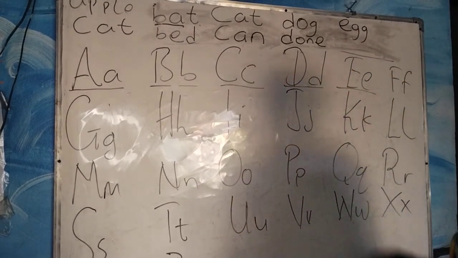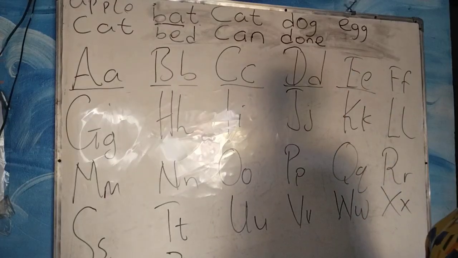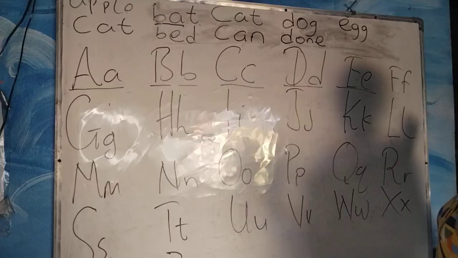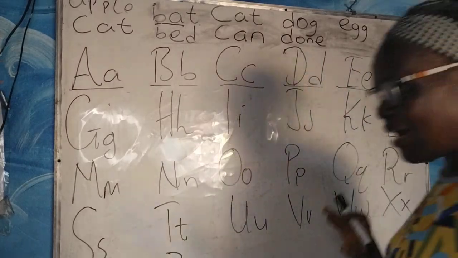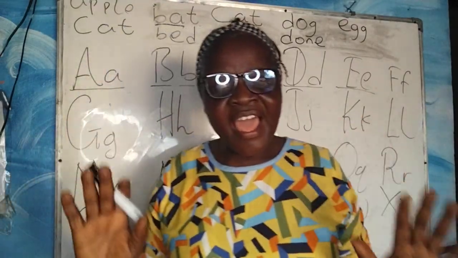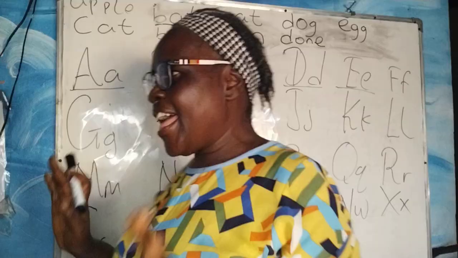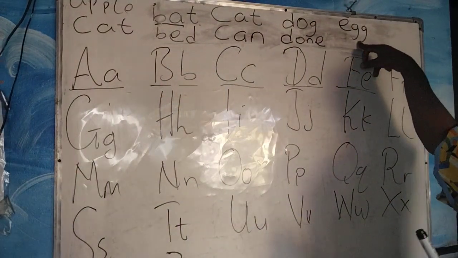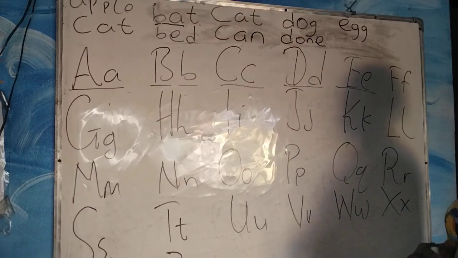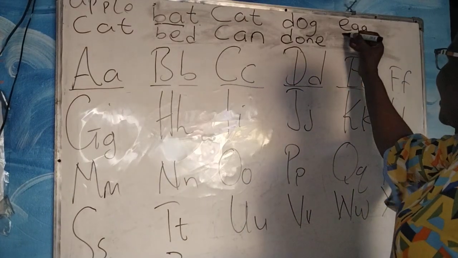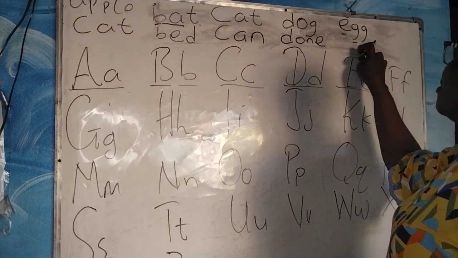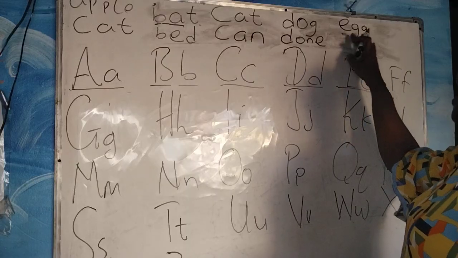Now, I said anywhere you see letter E, you say E, whether capital or small letter. The sound of letter E is E, E, E. Now, looking at this word, E-G-G, that is egg. The G is double G, which is egg, egg.